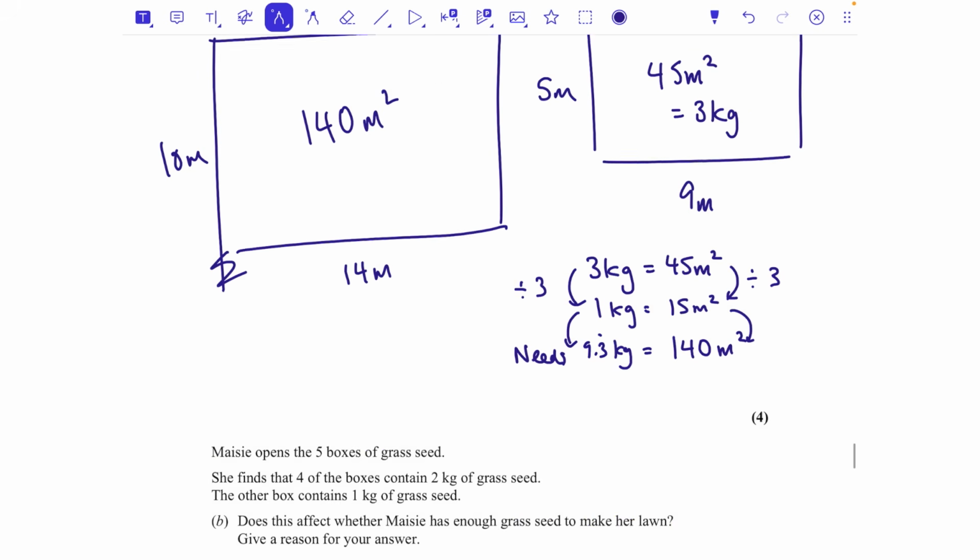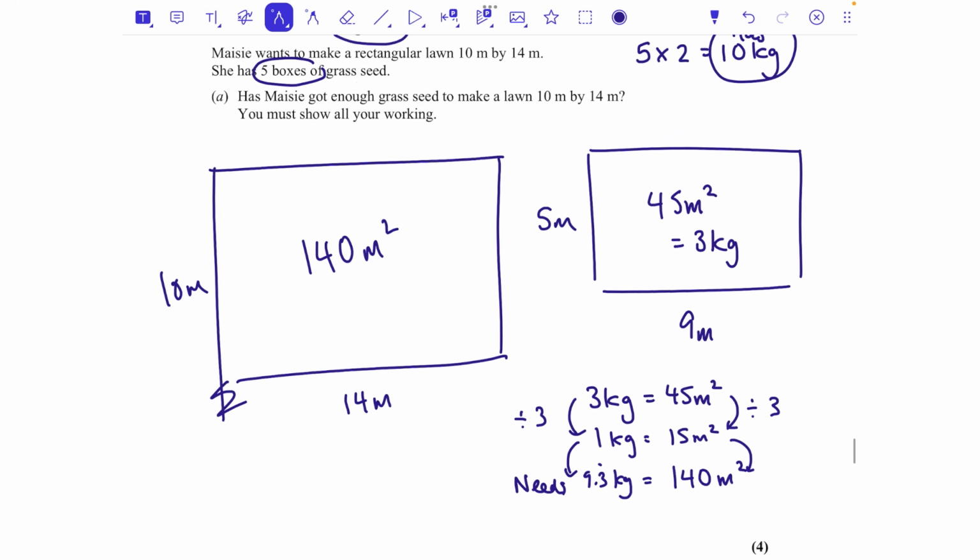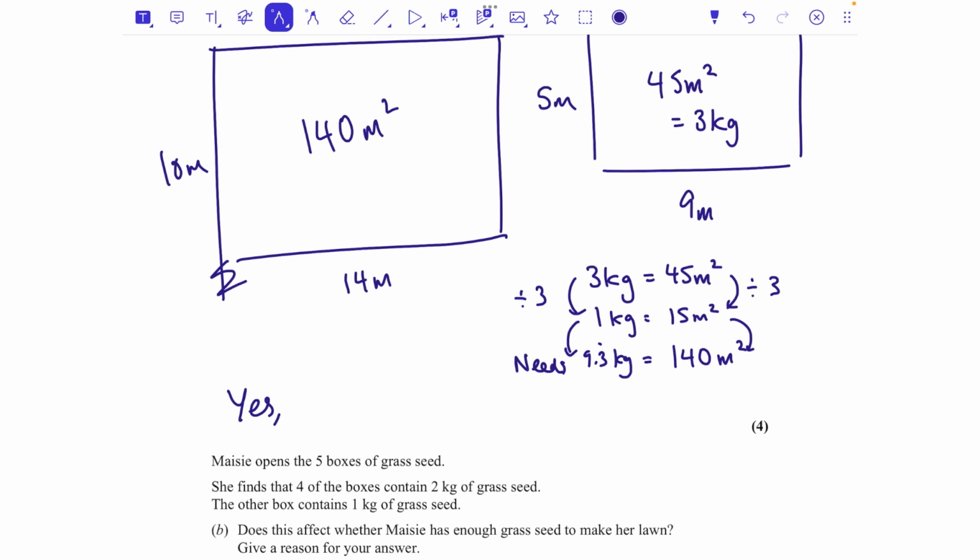There's lots and lots of ways you can do that question. So if you did it in a different way, don't worry. But you do need to make sure you answer the question. So has Maisie got enough grass seed to make a lawn? And you say, no, she needs 9.3 kilograms and has 10 kilograms. Perfect.